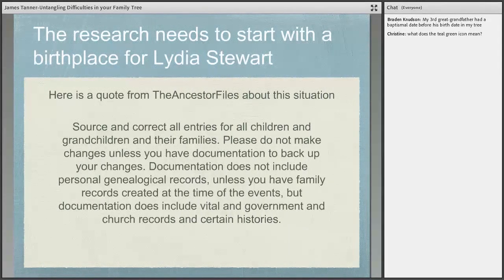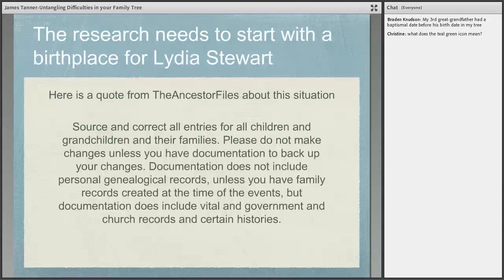And the research needs to start with a birthplace for Lydia. Here's a quote from my daughter's blog, The Ancestor Files, where she addressed this specific information. The source and correct all entries for all children and grandchildren and their families. Please do not make changes unless you have documentation to back up your changes.